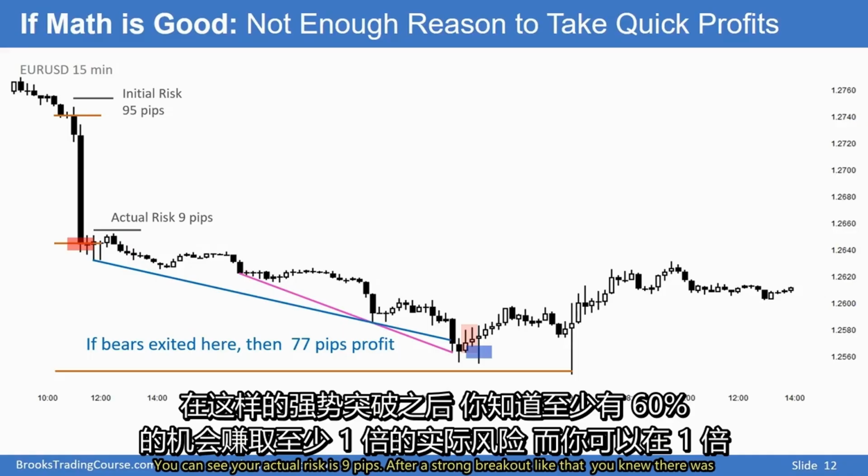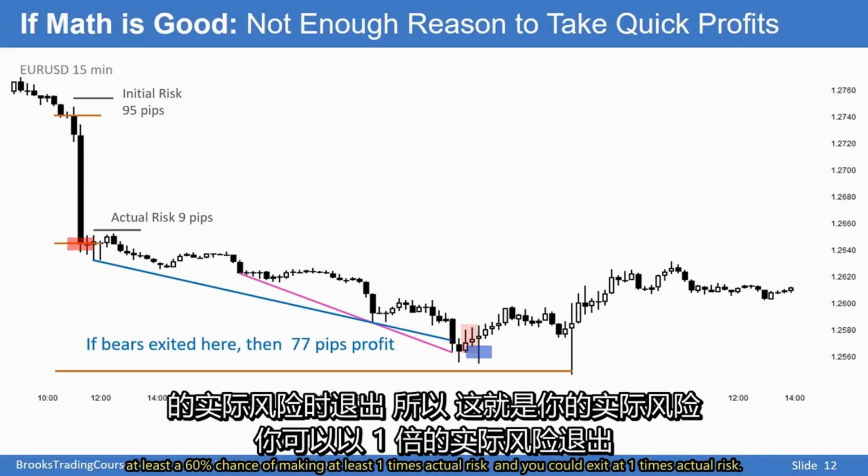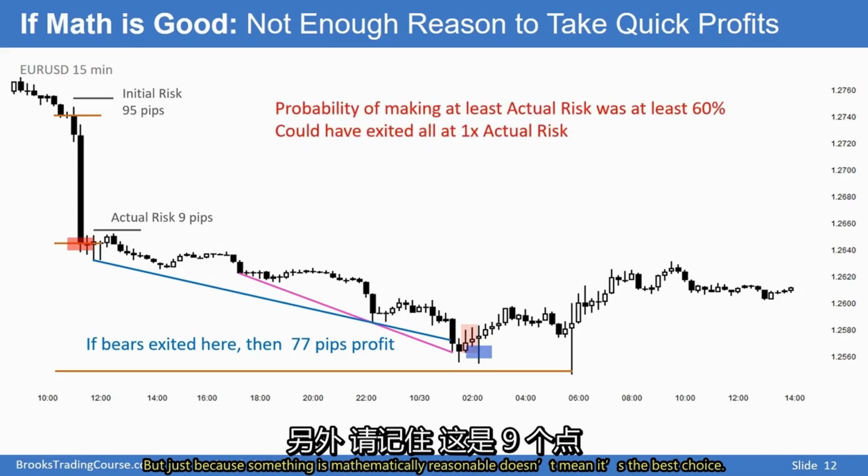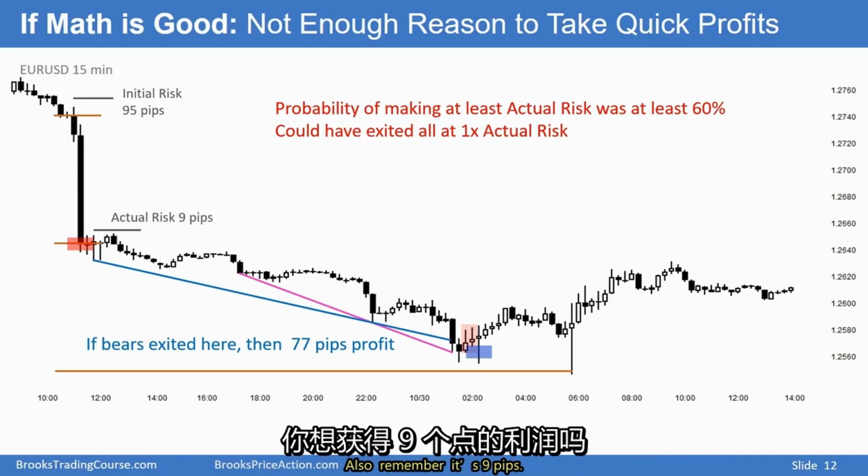After a strong breakout like that, you knew there was at least a 60% chance of making at least 1 times actual risk. And you could exit at 1 times actual risk. So there's your actual risk. You can exit 1 times actual risk. But just because something is mathematically reasonable doesn't mean it's the best choice. Also, remember, it's 9 pips.